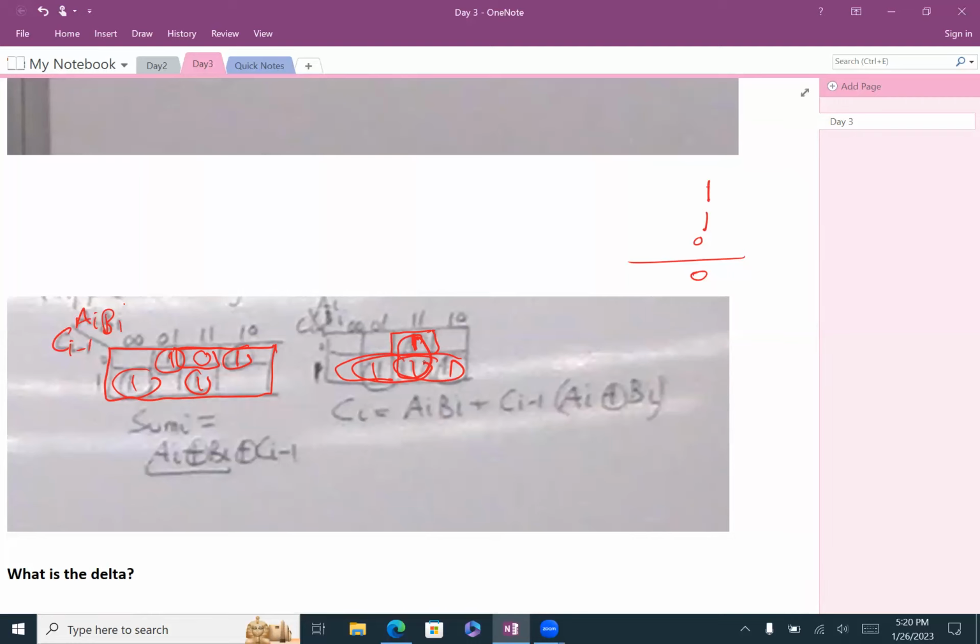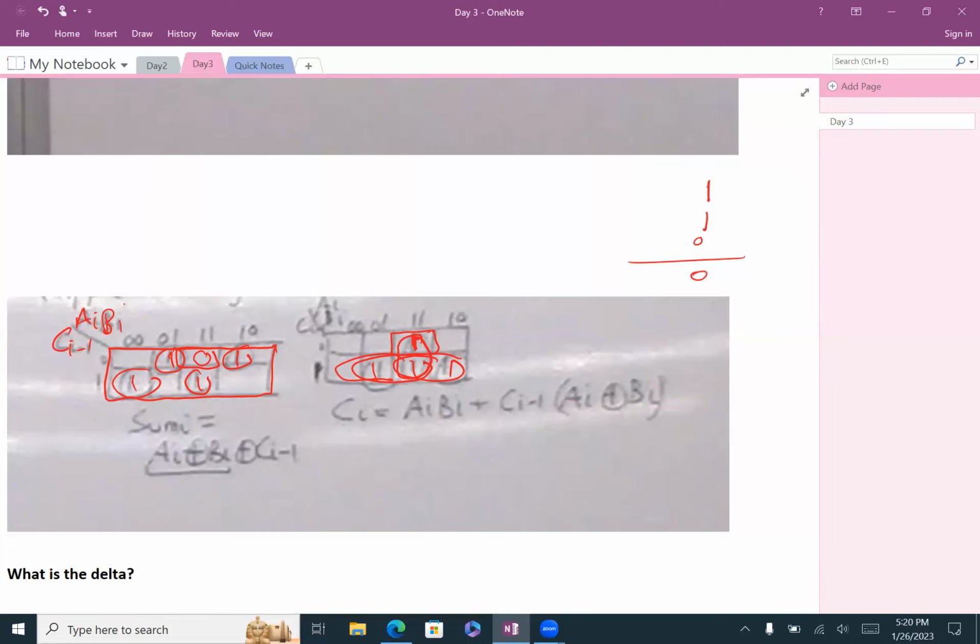And when you write the equation, the equation will be from here. It's AI, BI, correct? And from here, it's going to be CI minus 1, then AND it with AI XOR BI. You know how we got this one? Let's do it for you just in case. So this one is straightforward, these two, correct? Now let's take this one. What is this one? This one is CI minus 1, correct?